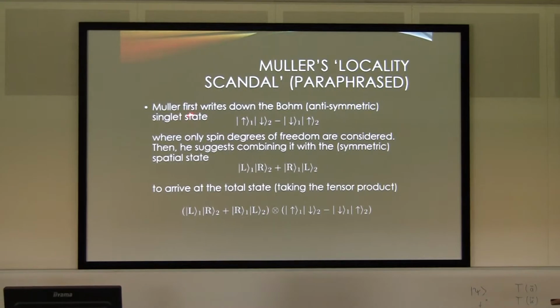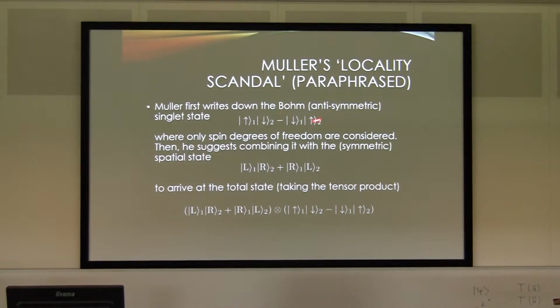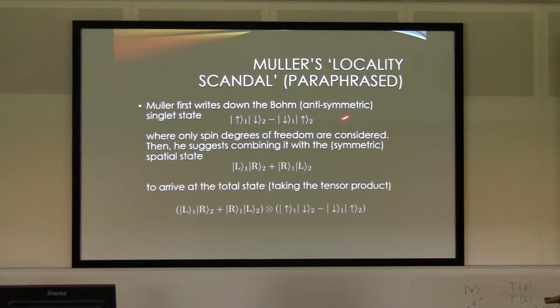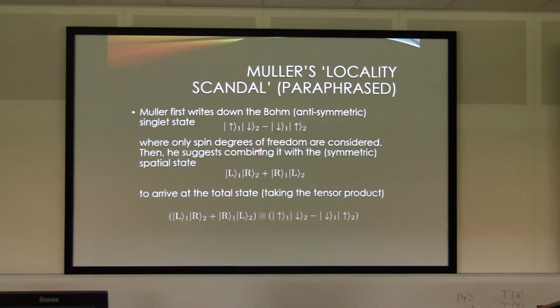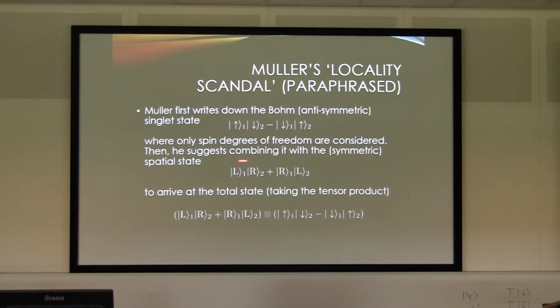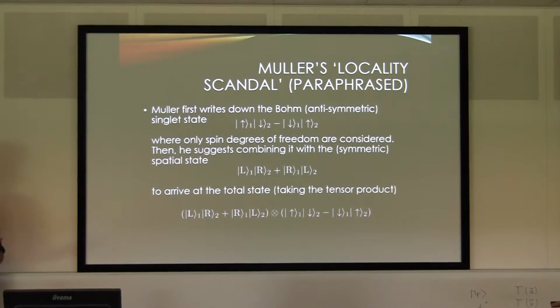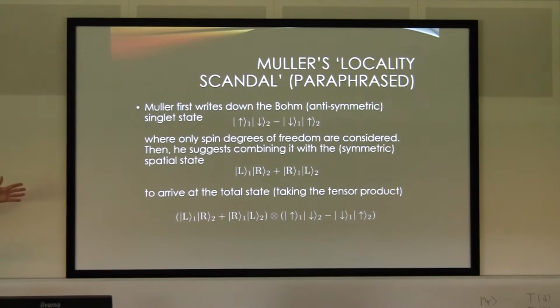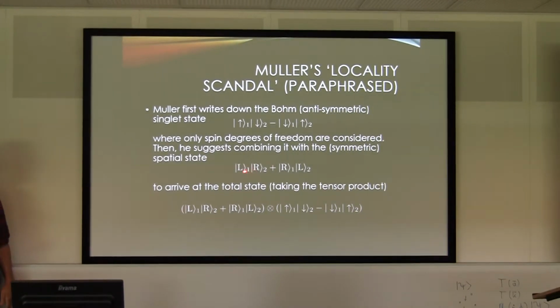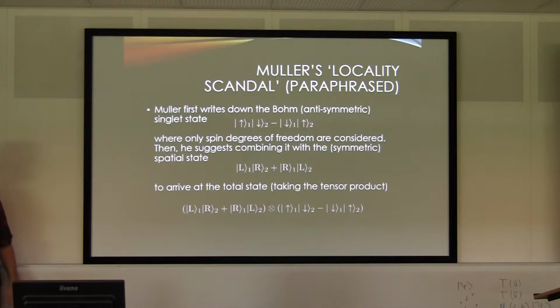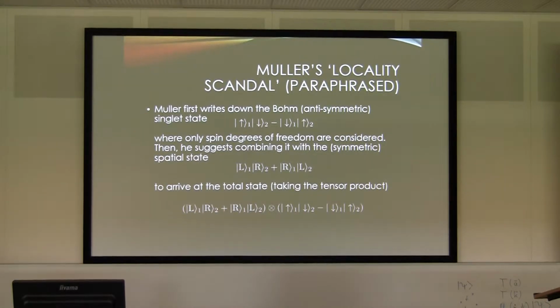So, Muller first writes down the spin part of the Bohm singlet state. Only spin degrees of freedom are considered. Then he suggests combining it with the spatial state. And here, I gave a general symmetric state. I'm now giving an example where we have a wave packet on the left and a wave packet on the right. And then we arrive at this total state by taking the tensor product, which is just combining the two states.